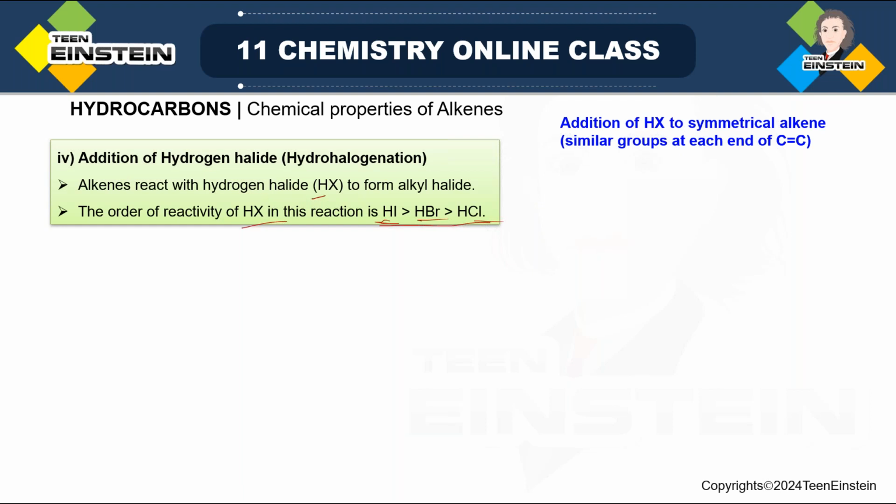Here you can see the heading, which is addition of HX to symmetrical alkene. Symmetrical alkene means with respect to the C=C double bond, on both sides there will be similar groups, similar groups at each end of the C=C. When we have this type of symmetrical alkene, we will see how the addition will occur and why we have a separate heading for it, because depending on whether you have taken symmetrical or unsymmetrical alkene, how the reagent will behave will differ.